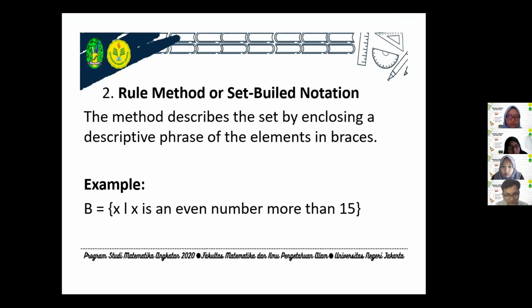The second is the rule method or set builder notation. The method describes the set by enclosing a rule for the elements in braces. Example, set B has a member x, such that x is an even number more than 15. This rule method is written down by definition, not one by one.